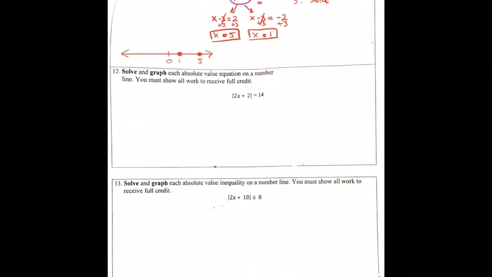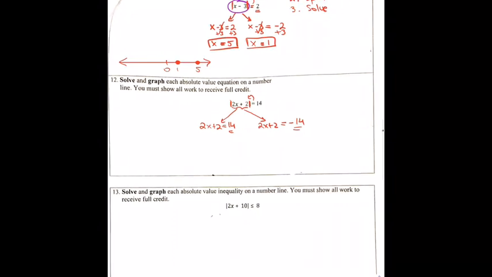Number 12 is very similar. Step number 1, isolate the absolute value. Well, my absolute value is already isolated. It's by itself on the left side of the equal sign. So I can move on to the next step and split this into two separate equations. So I take what's inside of my absolute value and I equal it first to the positive 14 value and the second time to the negative 14 value. So once to the positive, once to the negative. And now I can move on to solving these.